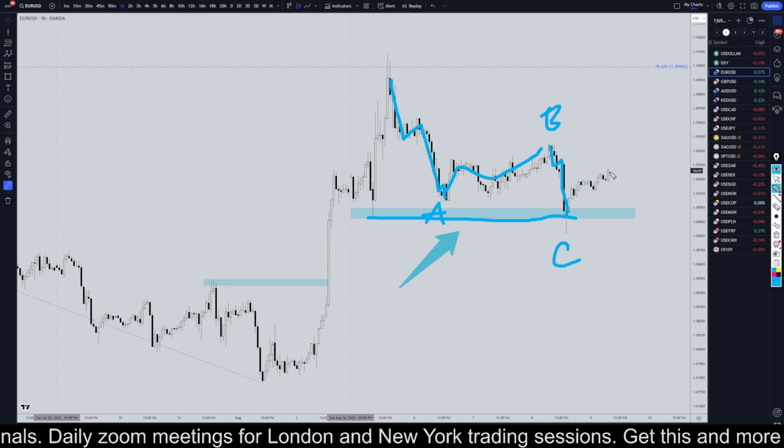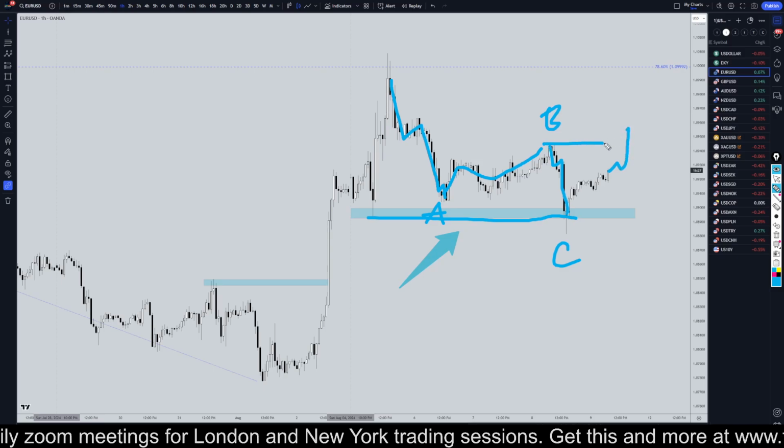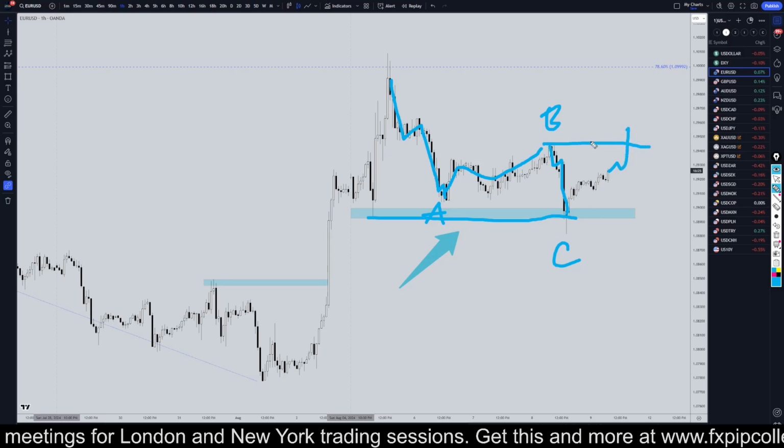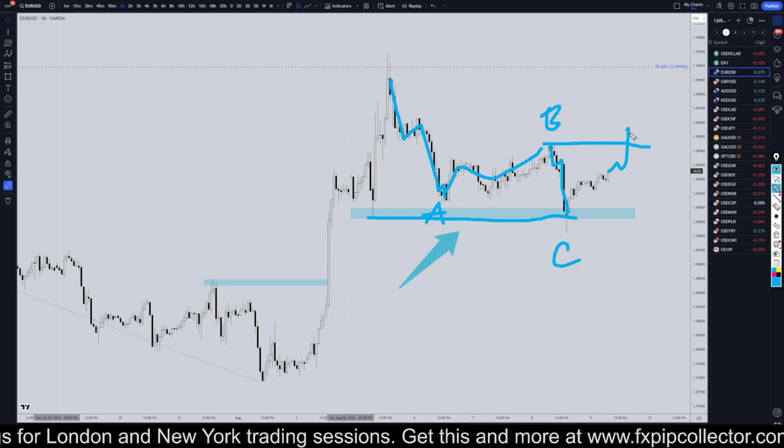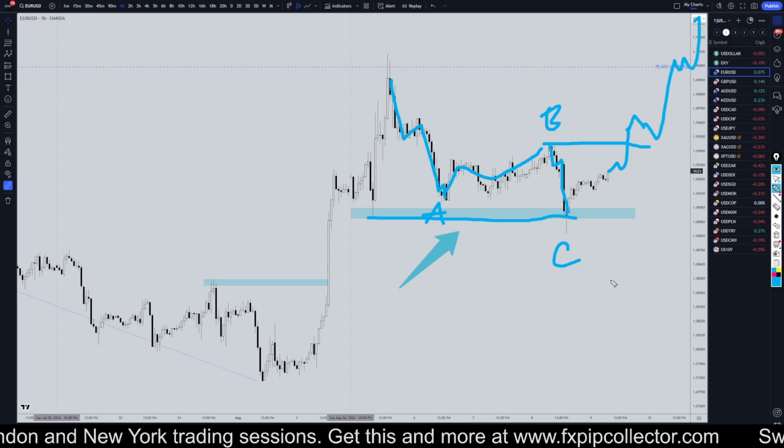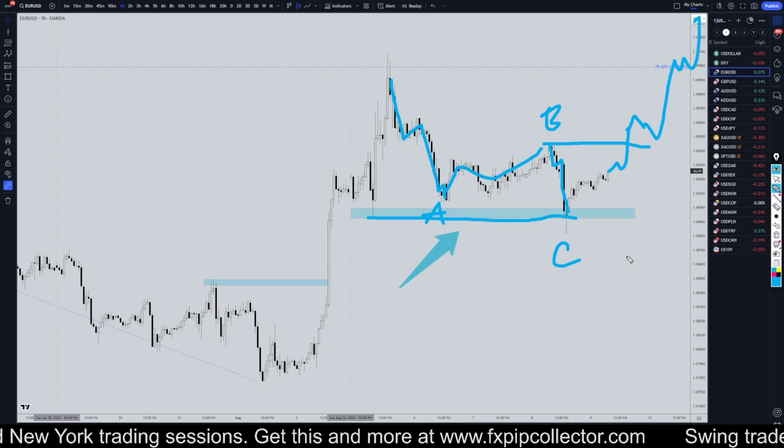Now, in order to really believe this, price needs to go up and break the high of wave B. If it does that, then I think it will confirm the ABC correction and that it's back into the uptrend, and eventually it will just keep on trending up.